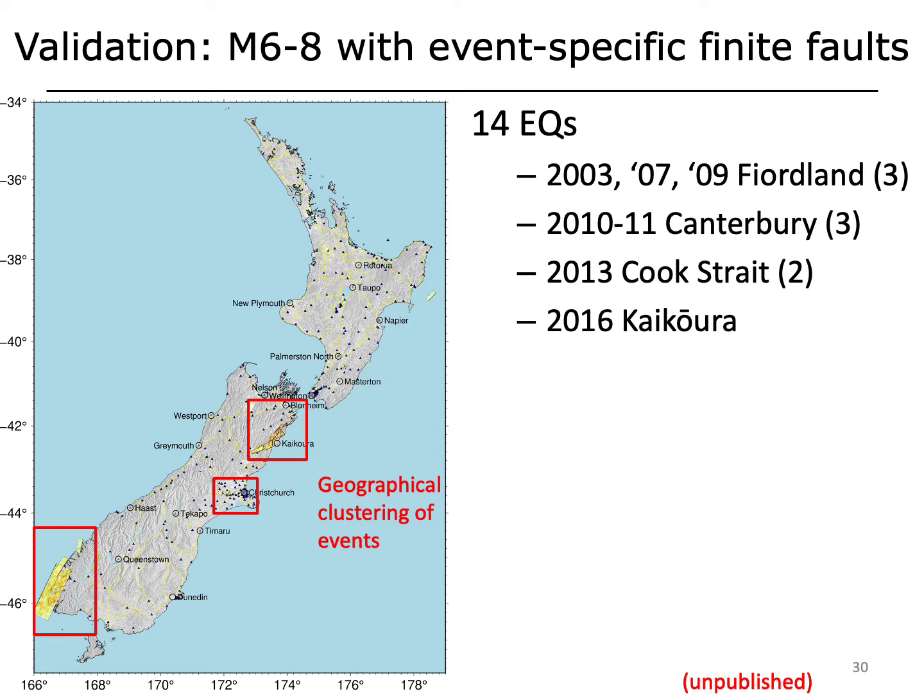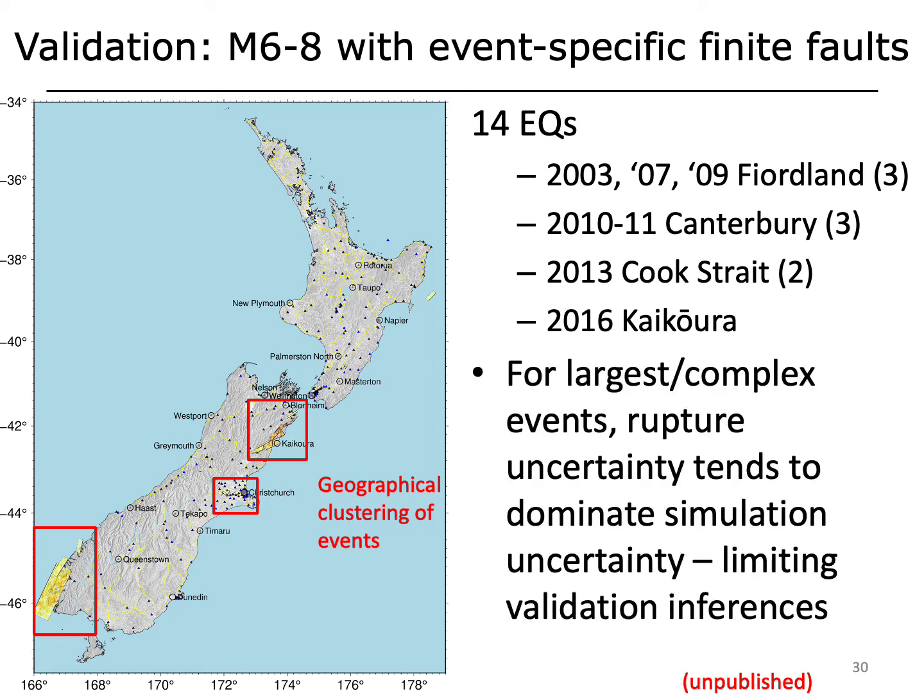They cluster geographically, as you can see here, with most of them in 3 regions: Fiordland, Canterbury, or the sort of Kaikoura-Marlborough region. But one thing that we find in particular is for the largest or complex events, such as the 2016 Kaikoura earthquake, the uncertainty in actually describing the kinematic rupture for that event tends to dominate the overall simulation uncertainty. So then our ability to gain inferences in the ground motion simulation itself is less about the ground motion simulation and more just about the uncertainty in the seismic source.